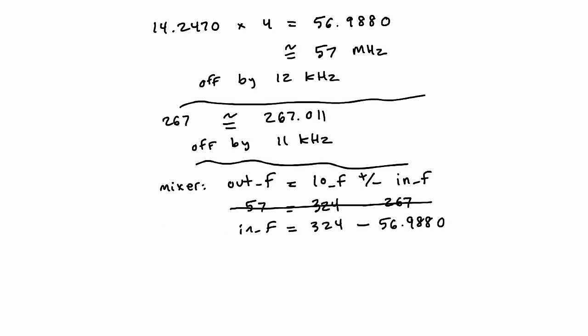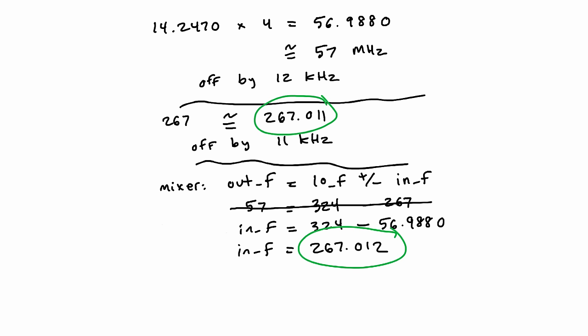If we run the mixer math backwards, 324 minus 56.9880 equals 267.012 MHz. That's almost exactly the same as the 267.011 MHz average frequency for when there's no data out activity. So I think the true center frequency of the cable signal should be 267.012 MHz.